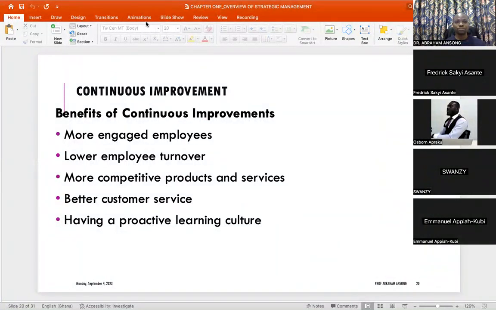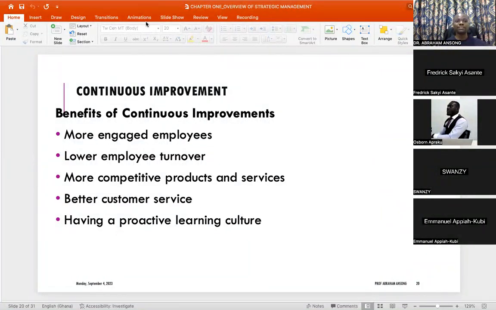Benefits of continuous improvement. One, there are more engaged employees. Once you practice this concept of continuous improvement, employees will be more engaged with their work, because you constantly will be seeking to find new ways to improve upon what you're currently doing. And that will lead to more engagement. You won't just come to work, walk about and go home, all right? Because you want to find ways to improve upon your service or the things that you do.